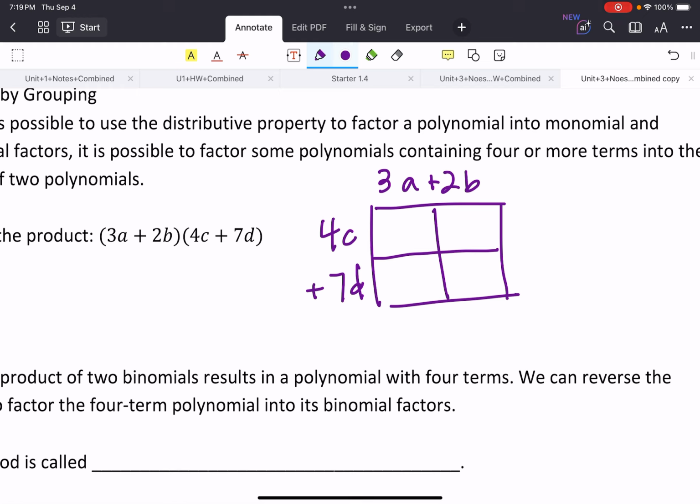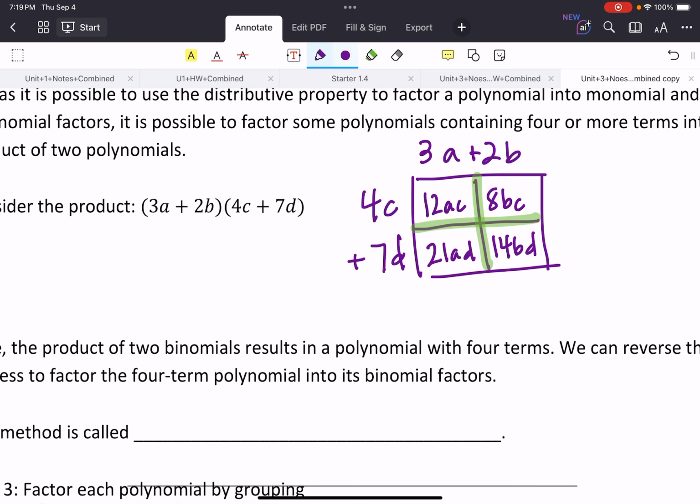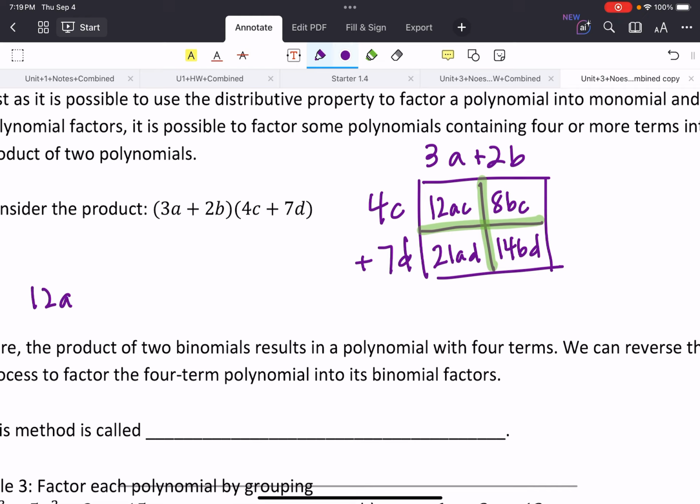So 3a times 4c is 12ac. 2b times 4c is 8bc. I just list those variables in alphabetical order. 3a times 7d is 21ad. And 7d times 2b is 14bd. Now remember that this right here tells us that we need to add to get our sum of our areas. So we're going to do 12ac plus 8bc plus 21ad plus 14bd.